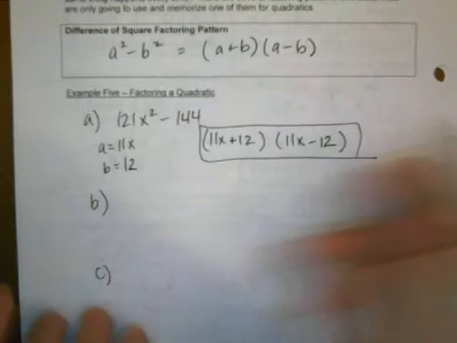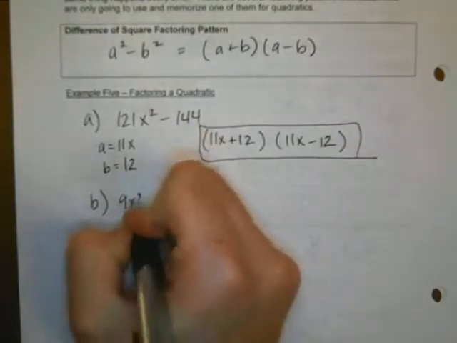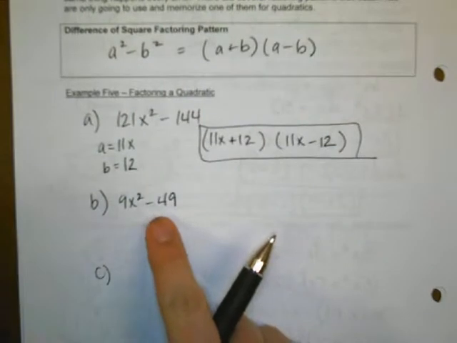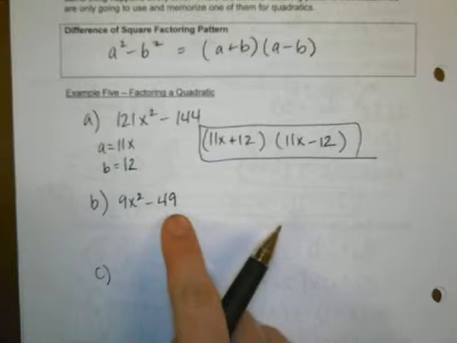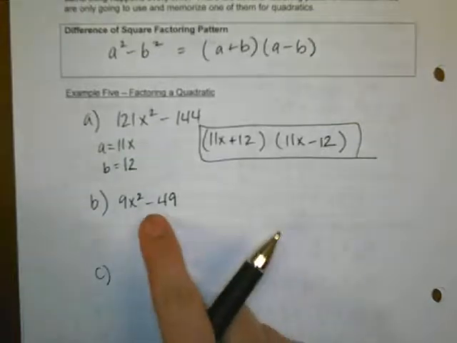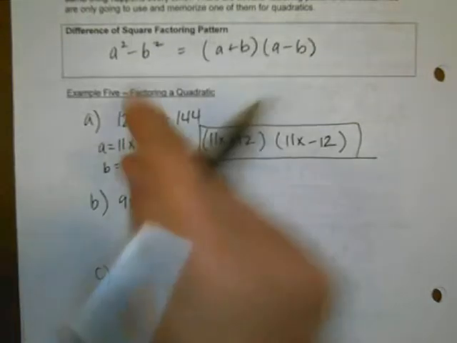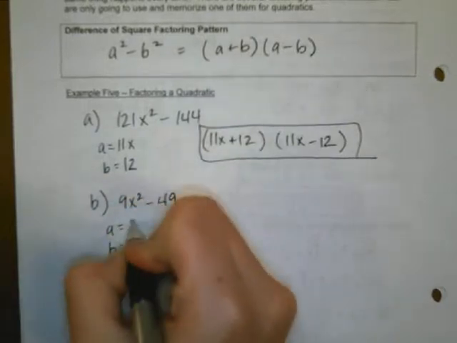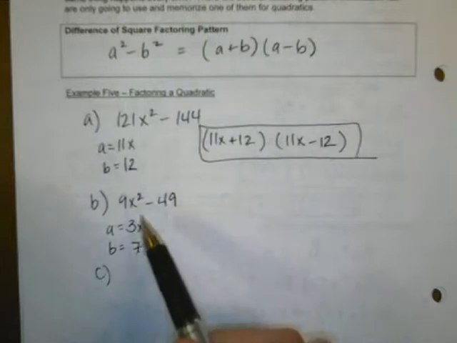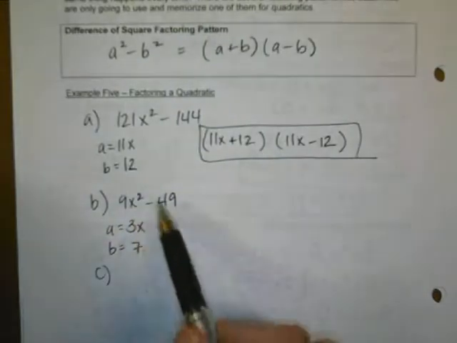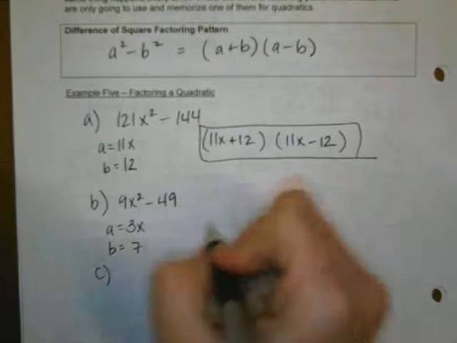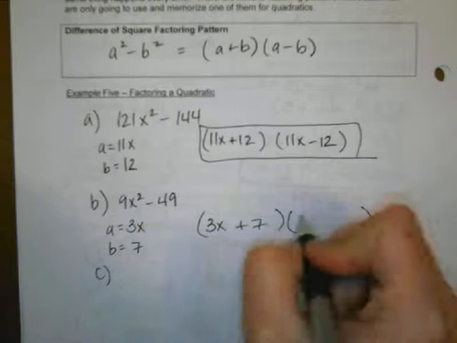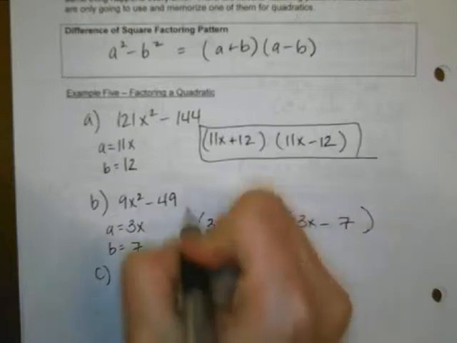So let's look at 9x squared minus 49. Again, same type of deal here. You can take the square root of both terms, you have two terms, and you're subtracting them. So it fits this scenario of difference of squares. Your a and your b will be the square roots of both those terms. The square root of 9x squared is 3x, and the square root of 49 is 7. And then when you go to factor, it'll be the same thing in both parentheses, just one's positive and one's negative.